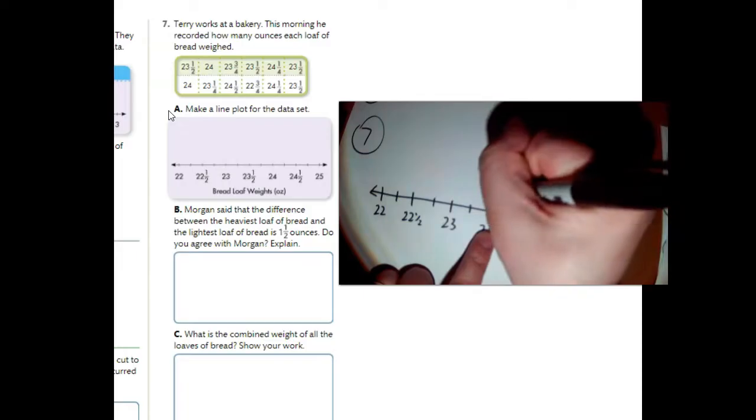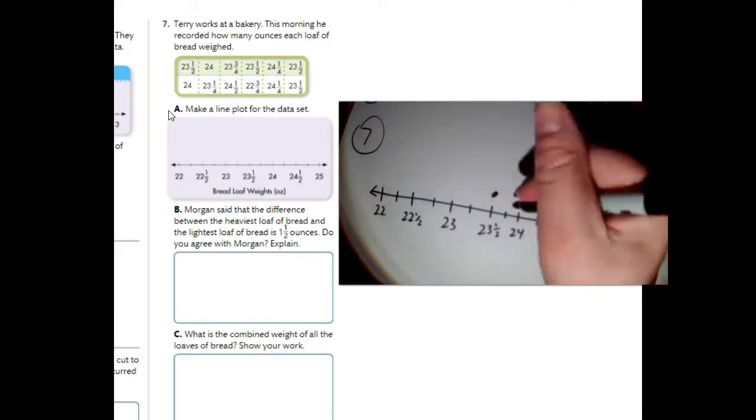I'm just going to plot the points. Now, it may help you to put the data in order first, and that way you can tally them up. Or you can plot them in the order that you see them. Just be very careful not to miss one or accidentally forget one. So I have 23 and a half. That's my first one. There's my dot. I would cross that off.